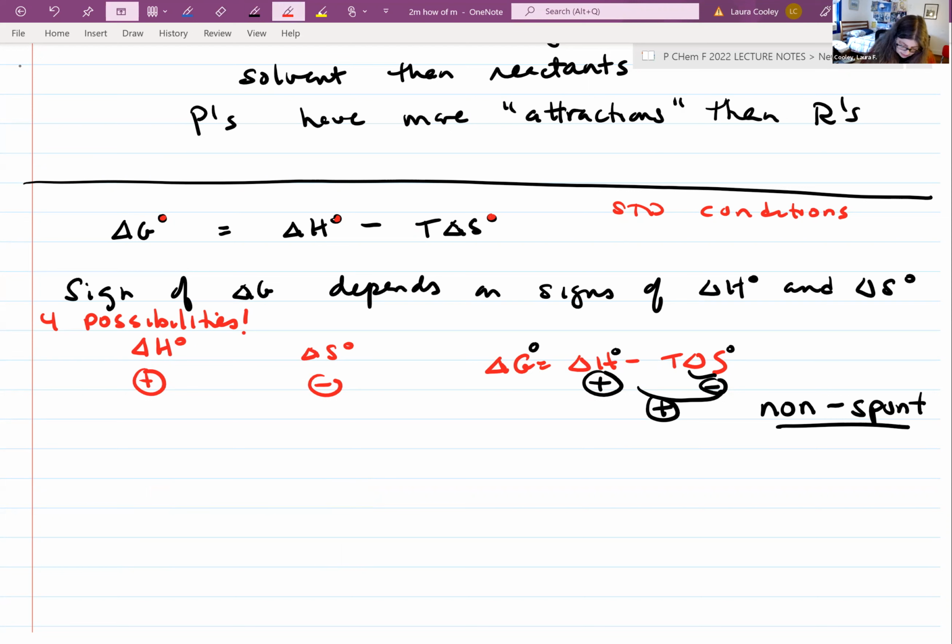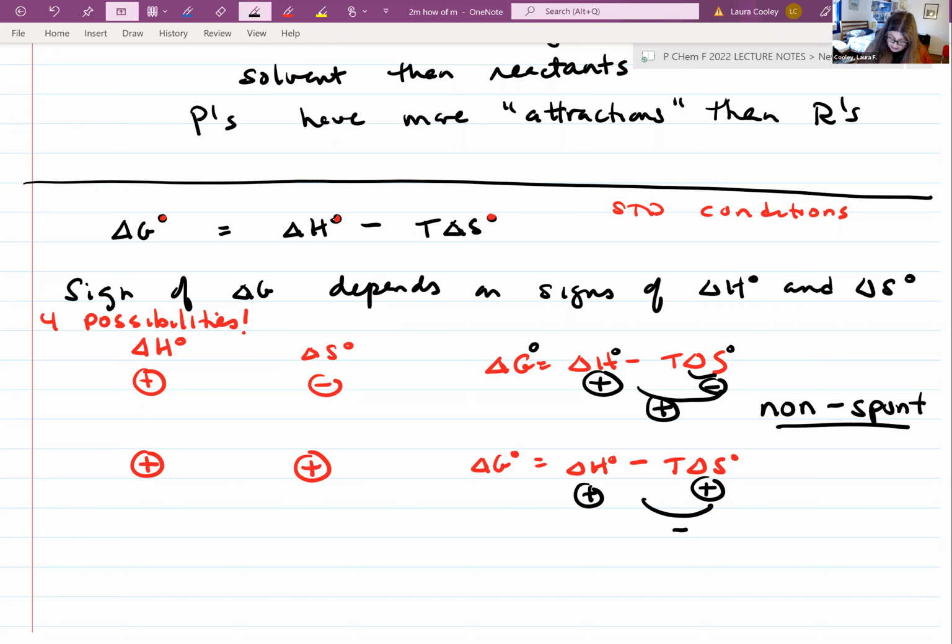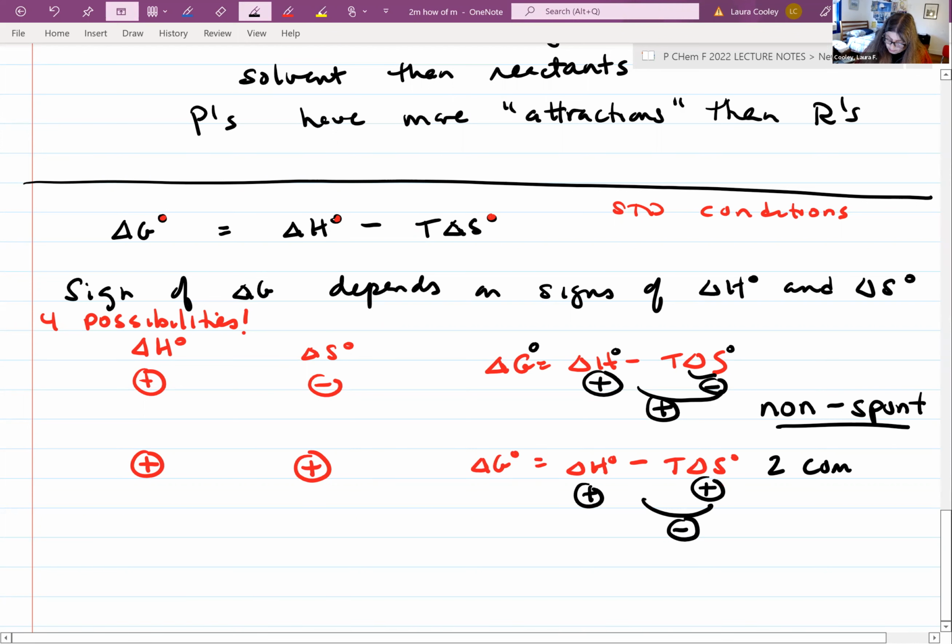All right, let's look at the next example, which was positive, positive. So here we have delta G is delta H minus T delta S. And looking at the signs, again, we have positive, but now we have a positive for delta S. And now we have what I would call 2 competing terms.